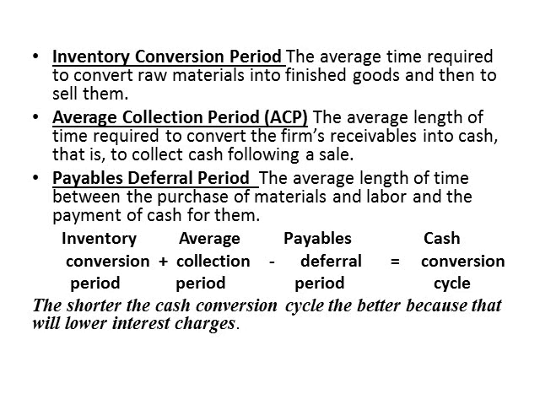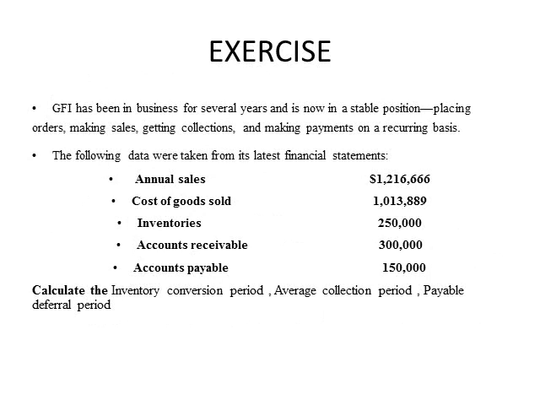يبقى احنا عندنا الانفنتوري كونفرجن بيريد هو الوقت اللي ما بين ان انا احول المواد الخام عندي لبضاعة جاهزة وبيعها. الافريج كولكشن بيريد الوقت ما بين ما بعت وحصلت فلوسي. البيبل ديفرال بيريد الوقت ما بين اشتريت وسددت ودفعت. والكاش كونفرجن سايكل بتبقى زي ما انتم شايفين الايكويشن اللي قدامكم، اللي هي الانفنتوري كونفرجن بيريد بلس الافريج كولكشن بيريد ماينس البيبل ديفرال period. وكل ما تبقى اقل كل ما ده indication كويس للبرفورمانس بتاع الشركة وللبروفيتابيليتي بتاعتها، ومعناها انها تتحمل interest rate اقل. طيب الاكسرسايز اللي قدامنا ده مديني شوية ارقام وطالب مني احسب الانفنتوري conversion period والافريج collection period والpayable deferral period.